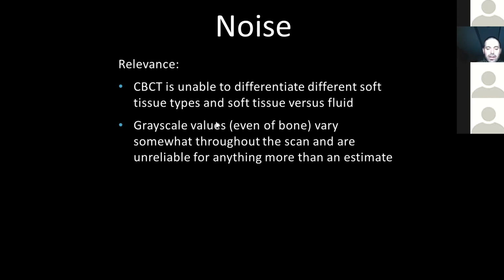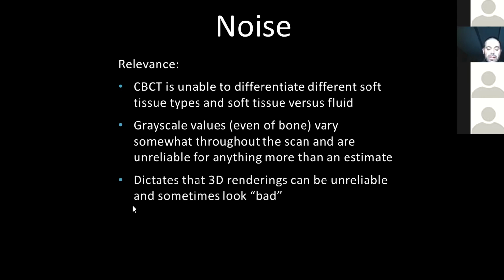Also, because of noise and a few other factors we won't cover, it means that our grayscale values, even of bone, vary somewhat throughout the scan and are unreliable for anything more than an estimate. That means, one, our renderings look crummy. That's why our threshold settings aren't always perfect, like we described a number of slides ago. It also means that if you see in a software a number reported called Hounsfield units or even approximated Hounsfield units, Hounsfield units are a specific number tied to multi-detector, or what we'll call medical CT, that are accurate in that imaging system. In cone beam CT, they're not quite accurate. They're a ballpark figure. So much so that I really feel that with your eyes, you can tell just as accurately what kind of bone you're looking at, as opposed to any other numbers.